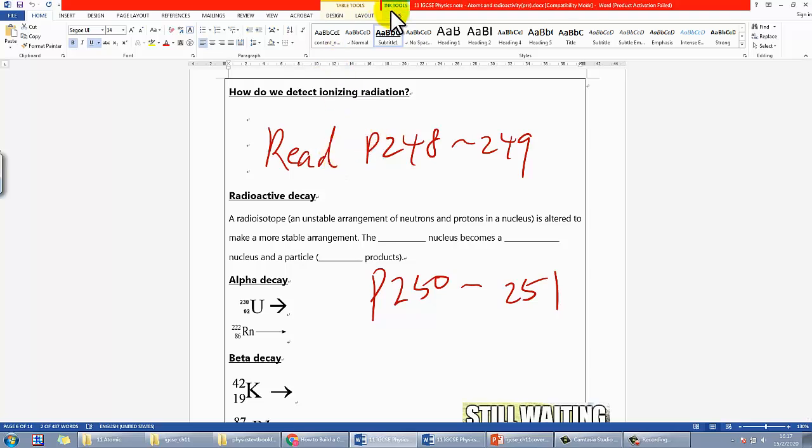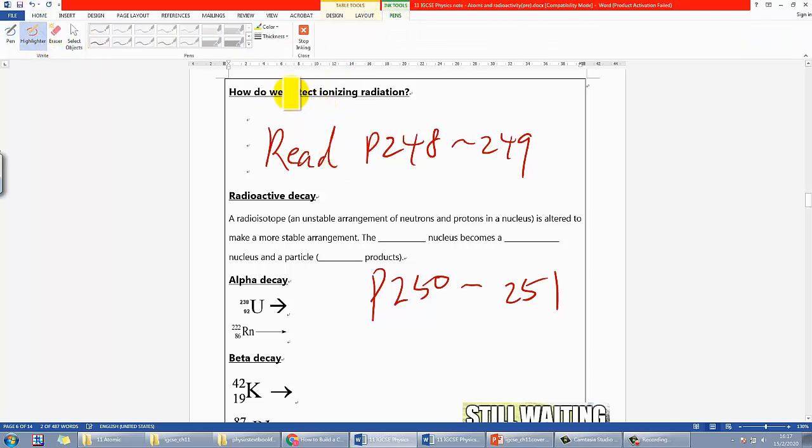Let's take a look at page 6, talking about how we detect ionizing radiation, that means alpha, beta, gamma, and then some basic ways to express them in terms of equations, how to write them out. So try to read the textbook for these 4 pages, pause the video and get back to us.